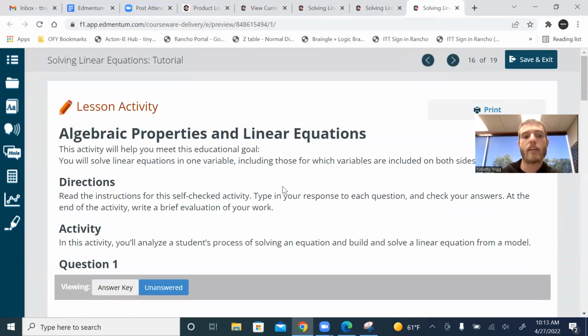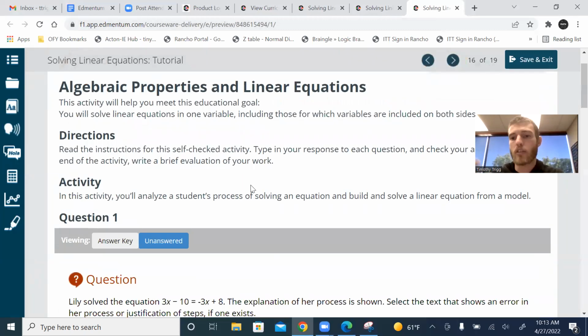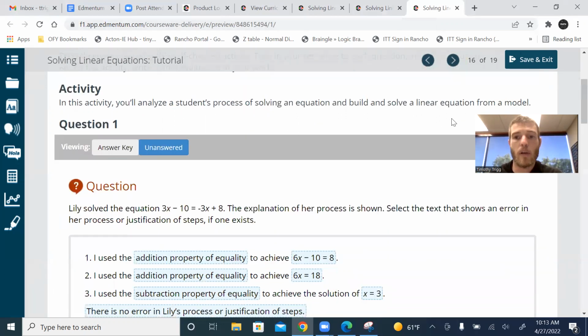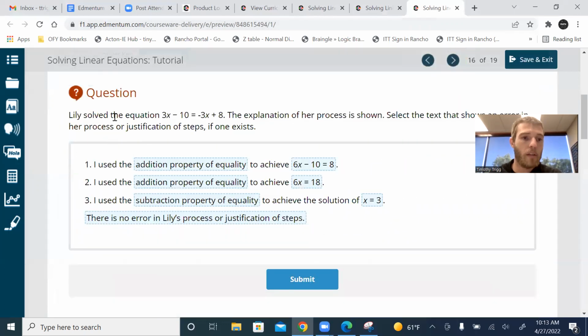Now we get to this activity section on page 16. So go ahead and skip to page 16 and we'll go over it step by step. In this activity, you'll analyze a student's process of solving an equation and build and solve a linear equation from a model. Lily solved the equation 3x minus 10 equals -3x plus 8. The explanation of her process is shown. Select the text that shows an error in her process or justification of steps, if one exists. So we're going to click the error, basically. And it might be that there are no errors, so we click this one.